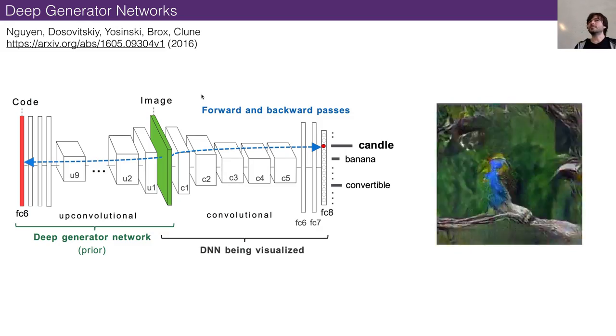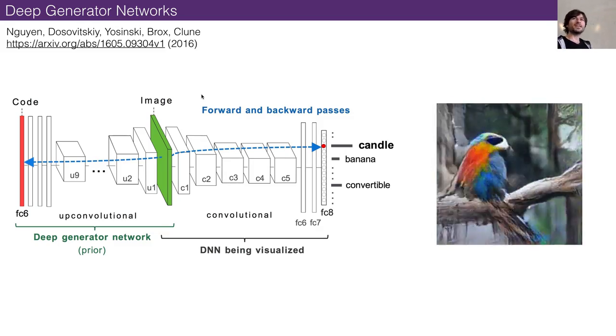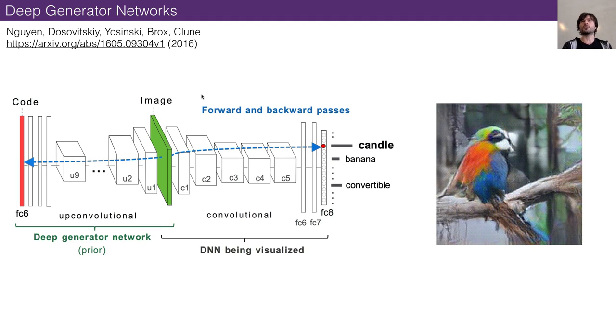I'm just showing you other stuff. Deep generator networks came out in 2017, and this is almost a combination of Deep Dream and generative adversarial networks, because it takes a latent code and produces an image, but then the latent code itself is optimized inside of an optimization process so as to maximize a particular class label. So let's say you're trying to generate candles, then it's modulating the latent code through an optimization process until the image that it generates maximally activates the candle neuron, right?